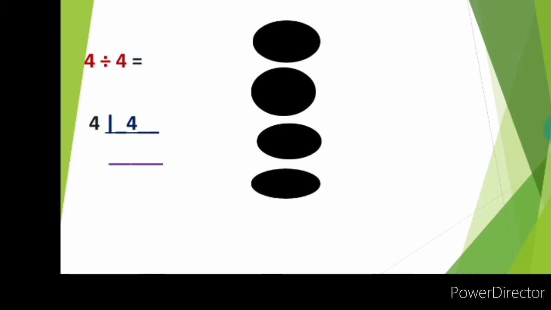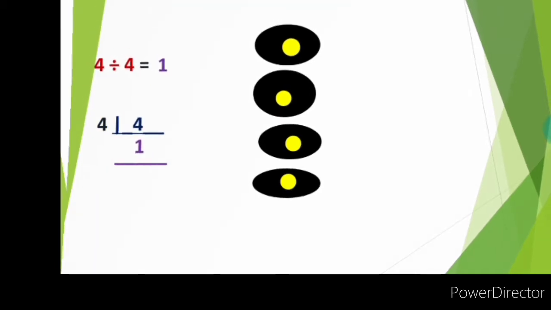Let's count. 1, 2, 3, 4. We have shared our dividend in those 4 groups. How many does each group have? 1. The first group has 1, the second group has 1, the third group has 1, and the fourth group has 1. So the result of dividing 4 by 4 gives us what? 1. 4 divided by 4 is 1.